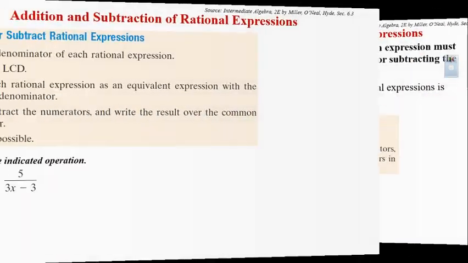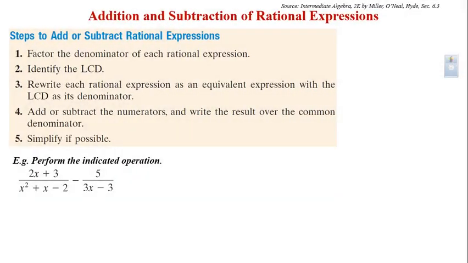Now, using that idea, we can add or subtract rational expressions relatively easily. We first factor the denominators, identify the LCD, and then make sure that each expression is written with the same common denominator. We do so by multiplying the numerator and denominator by an appropriate expression to ensure that the denominators are the same. Then we add or subtract as appropriate and simplify.